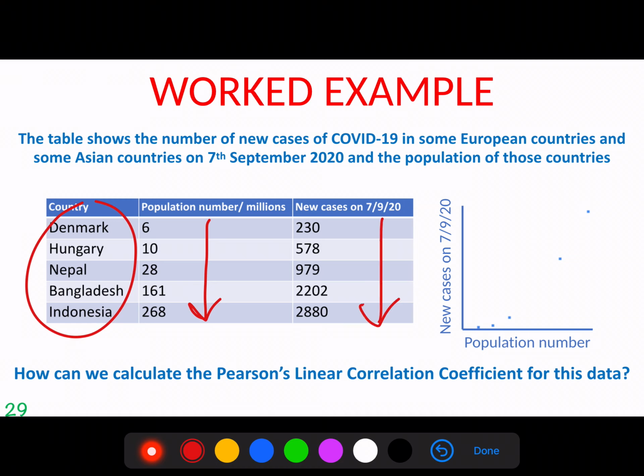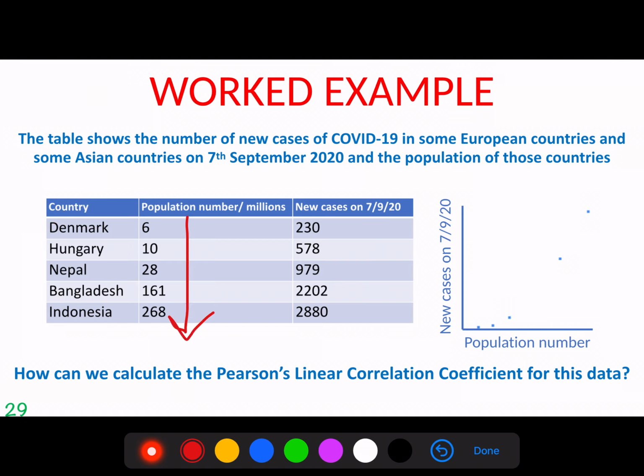And if you plot these on a graph, you'll see that there is what I think a fairly strong positive correlation. A line of best fit here would probably look something like that, wouldn't it? But we have to do some maths. And how can we then calculate the Pearson's linear correlation coefficient for this data? How can we prove, or at least get close to proving, that as the population number goes up, the number of new cases inevitably goes up? Let's have a look.